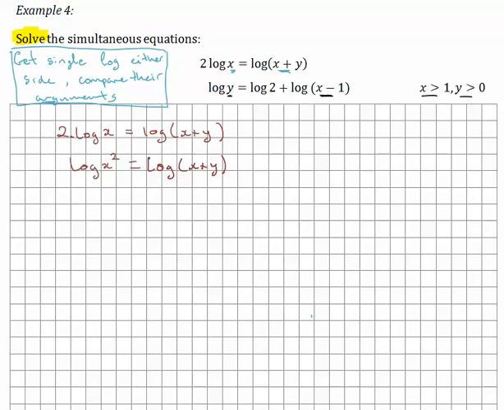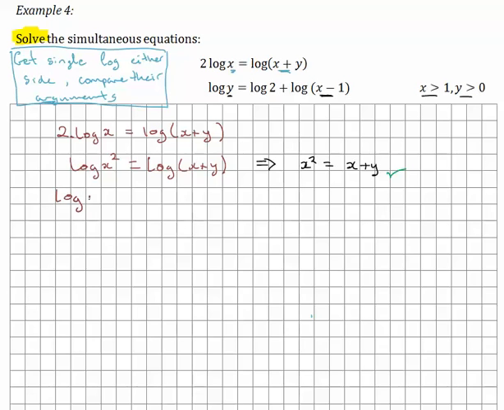And now we're going to compare the arguments. We've got a single log each side, so we can ignore those logs and just compare the arguments and say, well, x squared on the left must equal x plus y on the right. And that is our method for the first equation. So let's go to the second equation and do the same job.